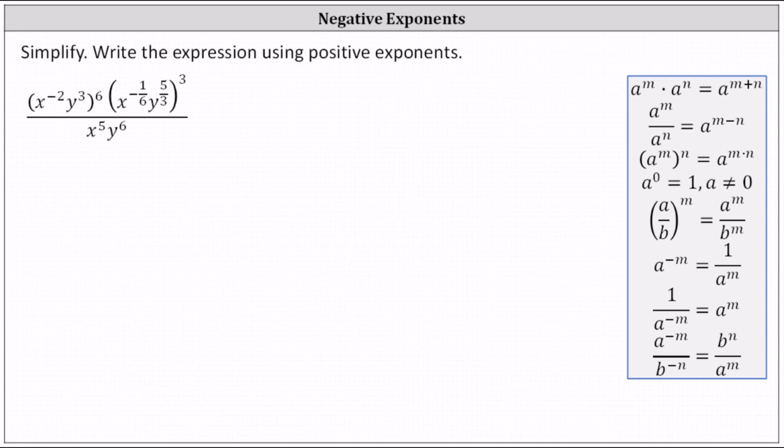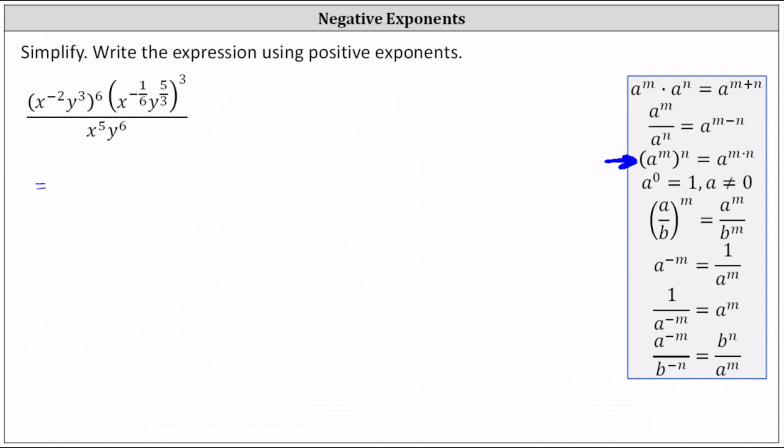We want to simplify the given expression and write using only positive exponents. Looking at the numerator, we have powers raised to powers, and therefore we multiply the exponents. This is the property a to the power of m to the power of n equals a to the power of m times n.